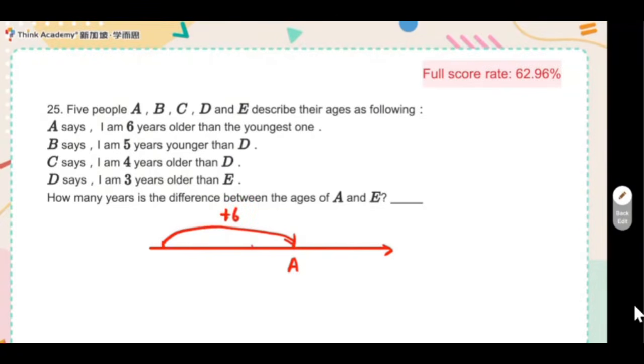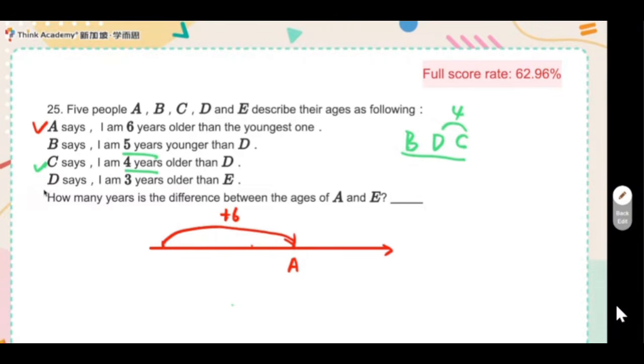And 6 years older, so we can label this as 6. And then after we finish this clue, we can move on. Then B says, I am 5 years younger than D. So this time we still cannot be sure where B and D are, right? Then let's move on. C says, I am 4 years older than D. So right now, we can know B is younger than D and C is older than D, right? So their relationship should be like this. And C is 4 years older.